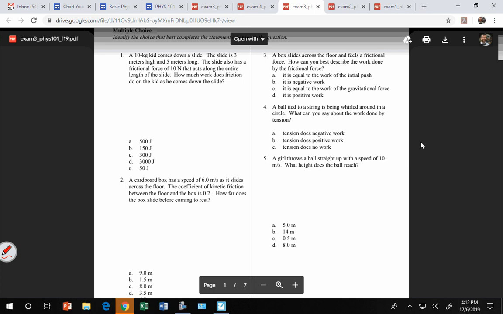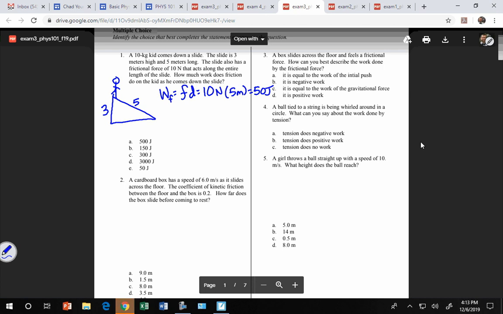Number 1. Okay, so a 10 kilogram kid comes down a slide. The slide is 3 meters high and 5 meters long. Some of you just got confused with the numbers, I think, but it would have helped you if you just drew a picture. It's 3 meters high and 5 meters long. And I have this kid up here, and he goes down the slide, and there's a frictional force of 10 newtons that acts along the entire length of the slide. So the work done by friction is the friction times the distance. That's 10 newtons times 5 meters. So that frictional force does 50 joules of work.